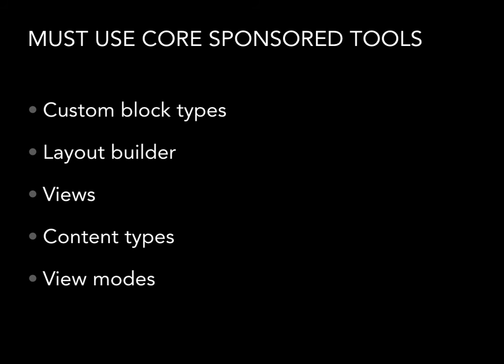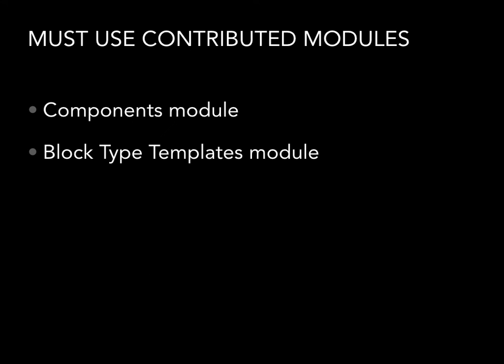Content types, view modes. View modes, I think, is underrated, where you can have the same data structure that has different presentations, and that can map to one or more patterns. That's super trivial. You don't have to build 9 different content types that have the exact same structure. So those are good ideas for you to consider when looking at this component-based design philosophy inside of Core. What would I classify as must-use contributed modules?